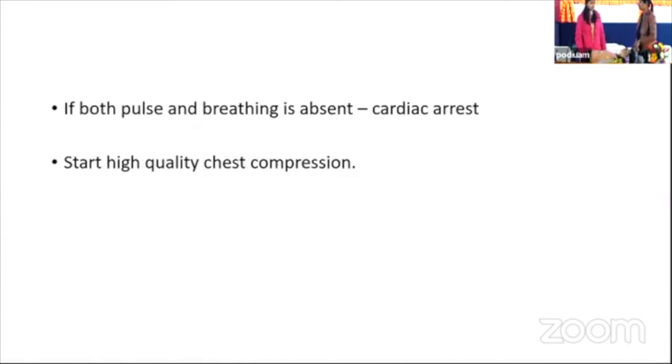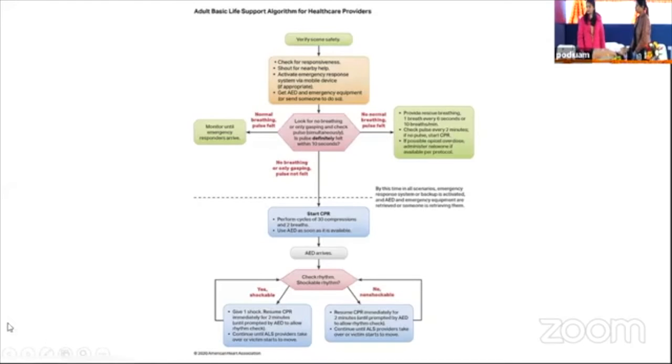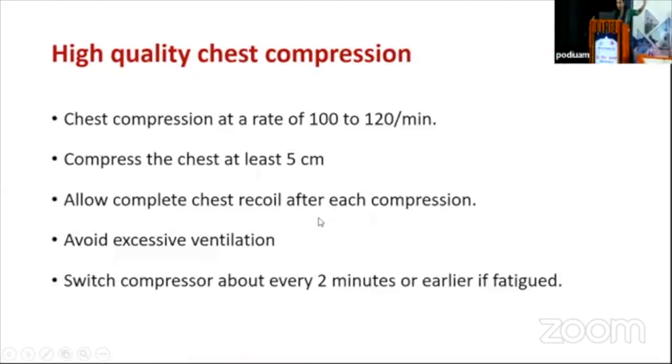And the third scenario is both pulse and breathing are absent. So the patient is in cardiac arrest. This is cardiac arrest. So we will start with high quality chest compression. So just see this flow chart. This is the American Heart Association BLS flow chart. And when a person is in cardiac arrest, come to this part of the flow chart. We start with high quality chest compression.